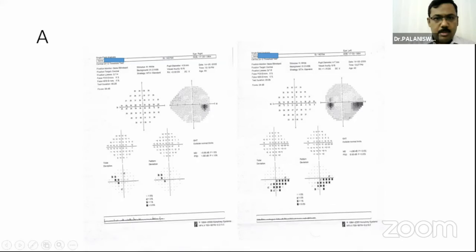So the first thing we see is the indices. The indices look okay. There are a few depressed points in the nasal field. GST shows outside normal limit. The PSD is not being flagged.